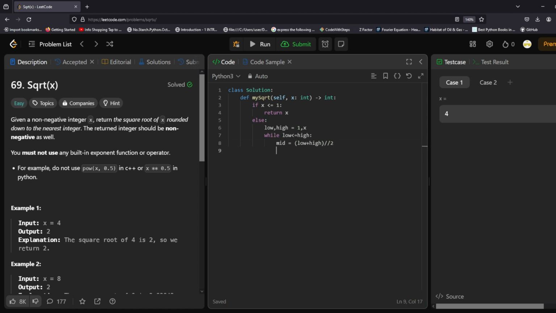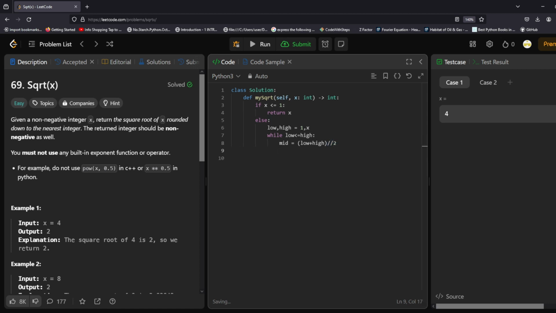So this will give us the midpoint. Basically, if low is 1 and high is, let's say, 3, the midpoint will be 3 plus 1, 4, divided by 2, that's 2. But if there was a case where there was a remainder like 2.5, 2.6, we'll get 2. So the division sign is basically going to give us the value down, the closest integer down. So we are rounding it down.